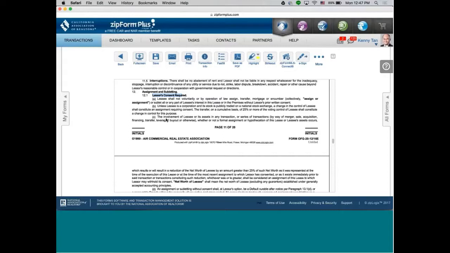The involvement of lessee or his assets in any transaction or series of transactions by way of merger, sale, acquisition, financing, transfer, leverage, buyout, or otherwise, whether or not a formal assignment or hypothecation of this lease or the lessee's assets occurs, which will result in a reduction of the net worth of lessee by an amount greater than 25% of such net worth as it was represented at the time of the execution of the lease or the time of the most recent assignments to which the lessor has consented, or as it exists immediately prior to said transaction or transactions constituting such reduction, whichever was or is greater, shall be considered an assignment of this lease to which the lessor may withhold its consent.